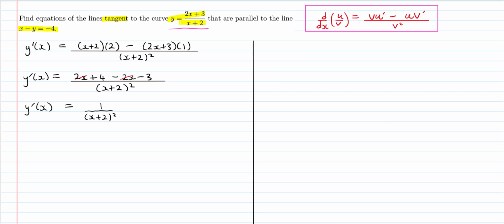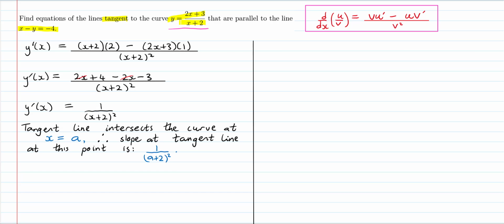We don't know yet the value for x when the tangent line intersects the curve, so we'll just call that point x equals a for now. Therefore the slope of the tangent line at this point is going to be 1 over (a plus 2) all squared. We got this value of the slope just by plugging x equals a into our gradient function.